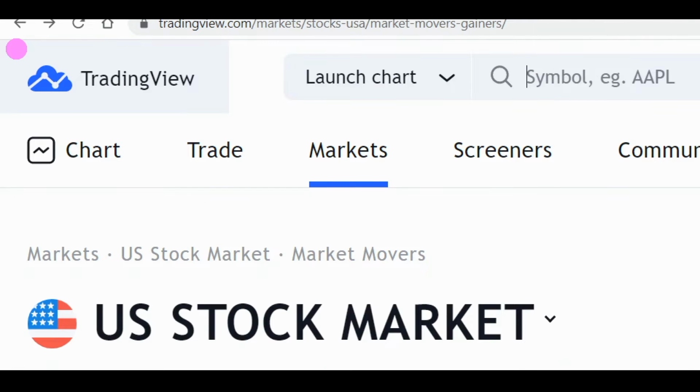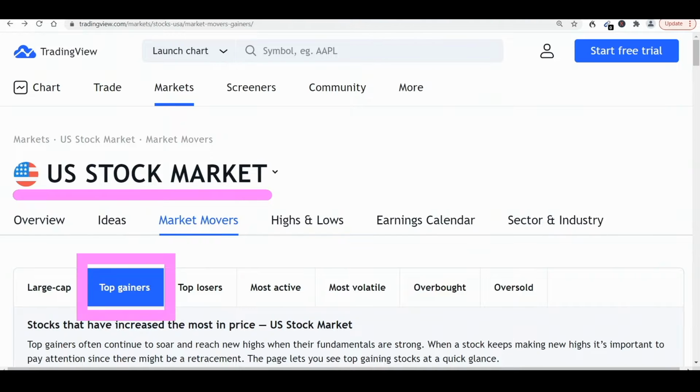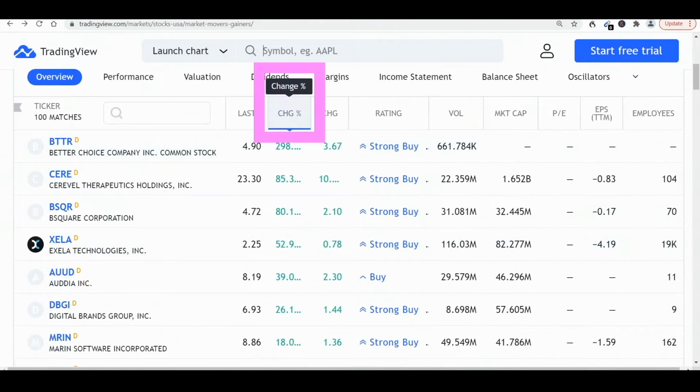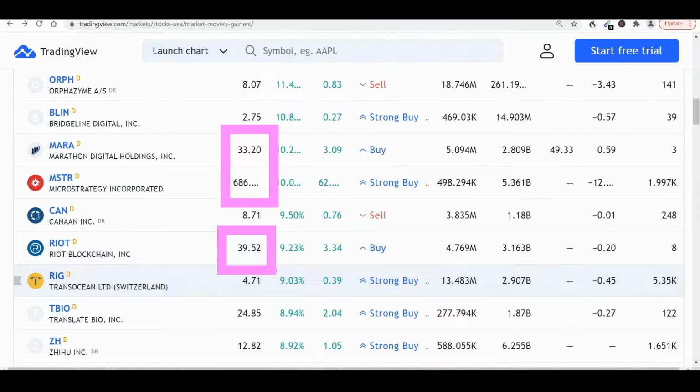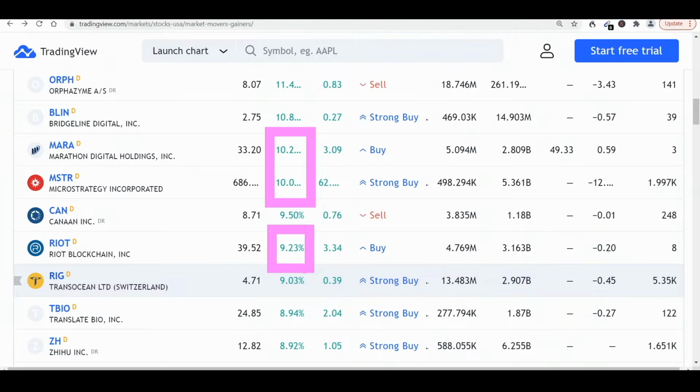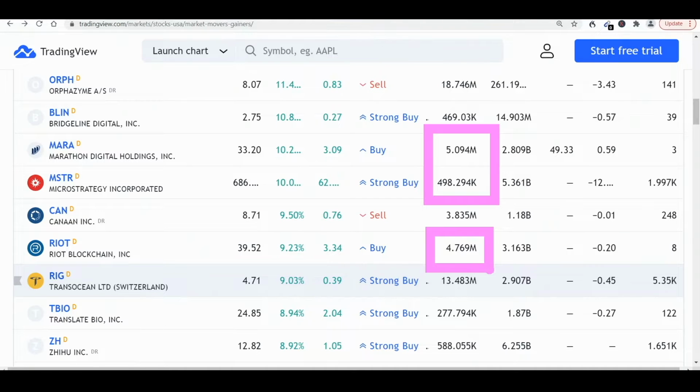And here's a great tool on TradingView, US stock market, top gainers. When you get home from work, click on the percent changes, look for the stocks over $30 and percentages over 5%. With big volume, this will help you be able to enter into the trade.